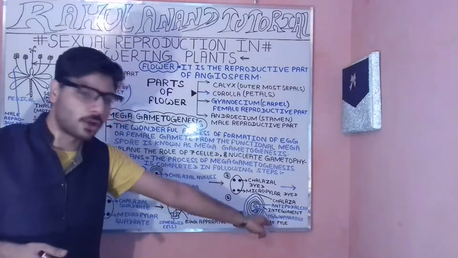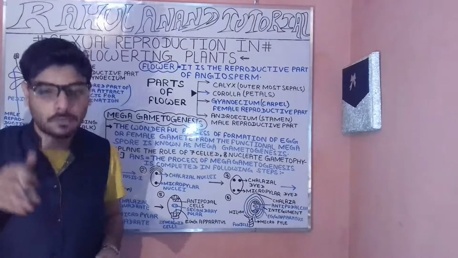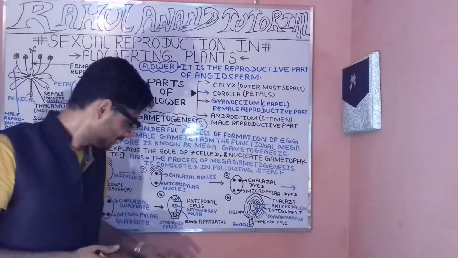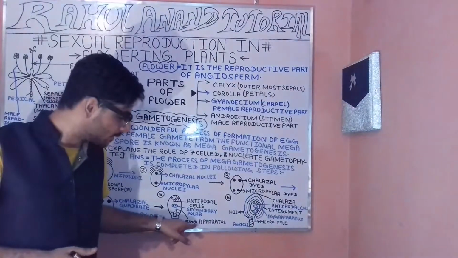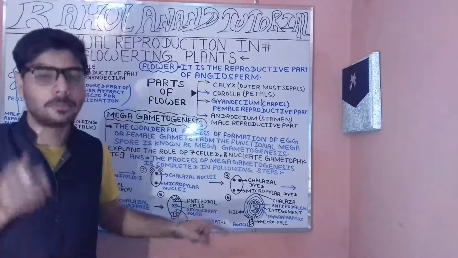So likewise here, the micropylar end, as well as another component. Such as what? Such as the egg apparatus, often the synergid cells. Finally, here the synergid cells, the egg apparatus, the secondary polar nuclei, as well as the antipodal cells. So we'll be understanding about this now in terms of the detail.